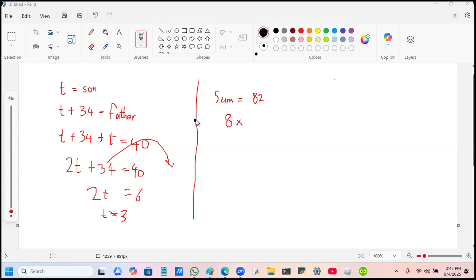Now hold on, let me explain. We are going to have 8 times 6. Why? Because each person's age increases by 6. So that means 6 in 8 places. Do you understand? Yes. So that will give us 8 times 6. 8 times 6 is what? 48.